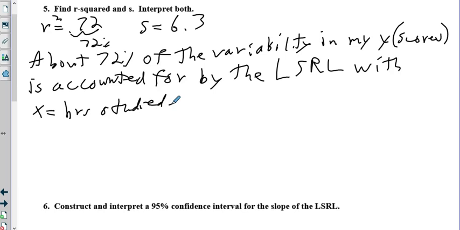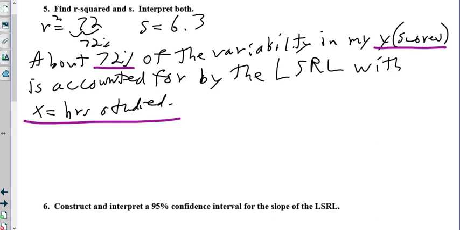So remember, this is the basic statement. The only part that we fill in is here, here, and here. But basically, that's our statement. About some percent of the variability in my Y is accounted for by the LSRL with X being whatever X is. So all you do is fill in the percent, which is just the R squared converted to a percentage. You fill in your Y, and you fill in your X. That's it. Now we're going to interpret our S.